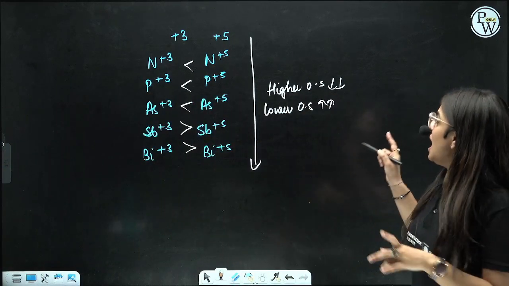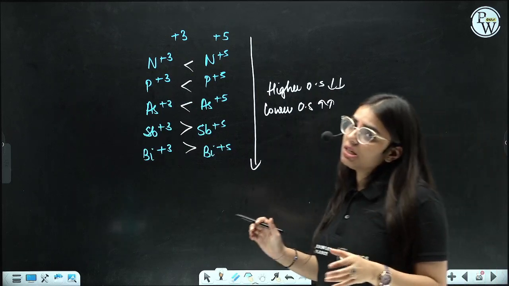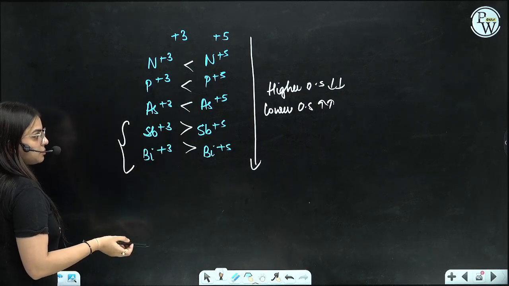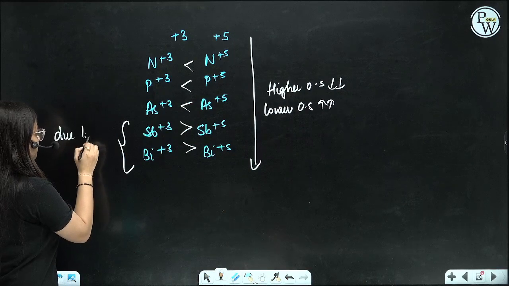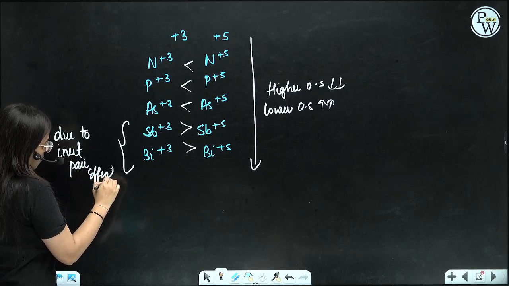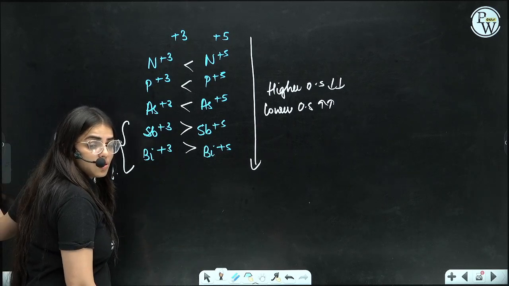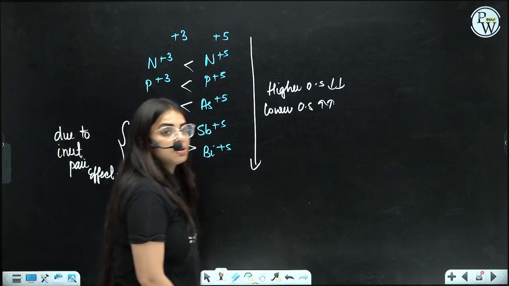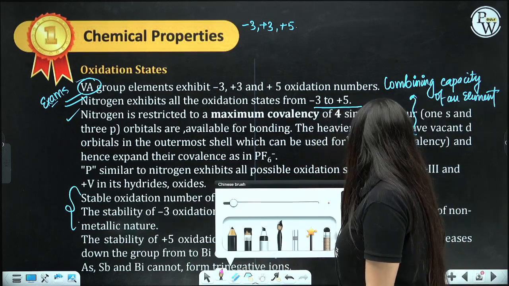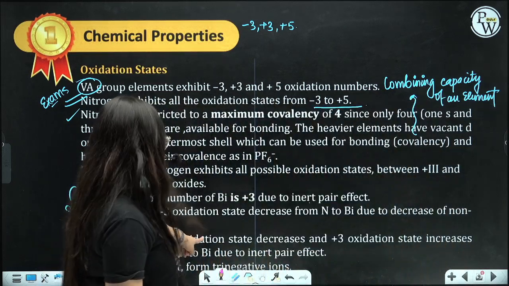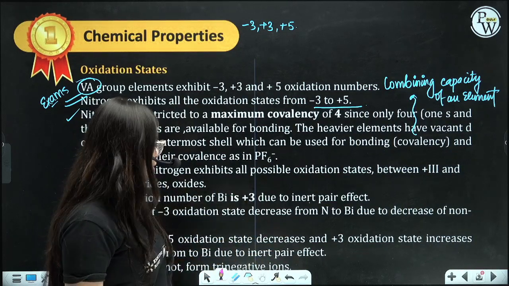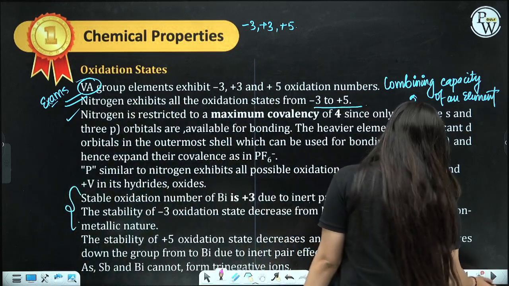Done with this one. Higher oxidation state stability will decrease, and in the lower ones it will increase down the group. This is due to what? Due to inert pair effect. What is inert pair effect? When the inner electrons won't participate in bonding, that is what is inert pair effect. Clear? Now coming back to this part, this is what is written over here. The stability of +5 oxidation state decreases and +3 oxidation state increases down the group from nitrogen to bismuth due to the inert pair effect. Clear, everyone?